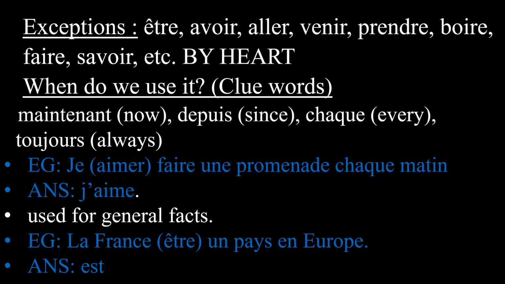The second use is for a general fact, a fact that is always true. Delhi is the capital of India. La France est un pays en Europe. France is always going to be a country in Europe. It's not going to shift into Africa one day. So it's a general fact, and you have to use the present tense.